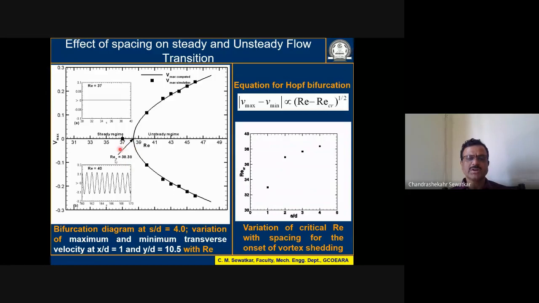So 38.38 is the Reynolds number when my S by D is 4. 38.38 is the critical Reynolds number at which the transition from steady to unsteady occurs. And I have shown these two figures to provide the evidence for that: at 37 it is steady and at 40 it is unsteady. Such a precise result was not available in the literature, and hence around this particular Reynolds number the transition occurs.